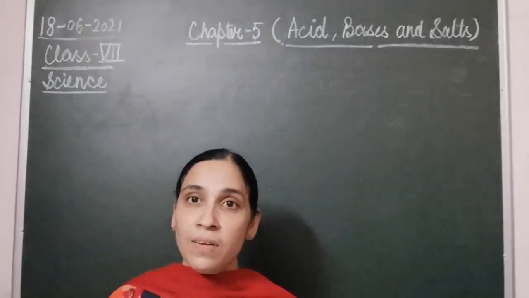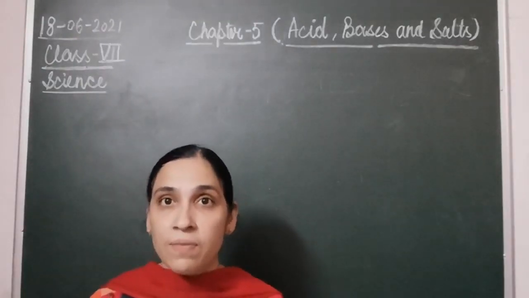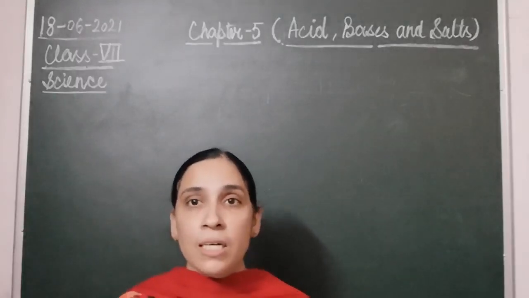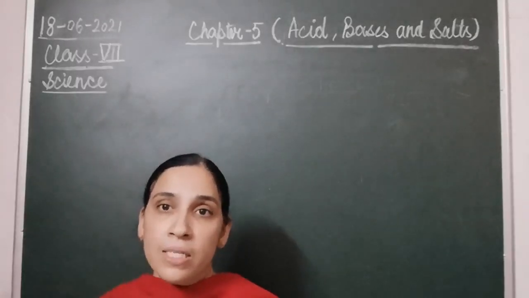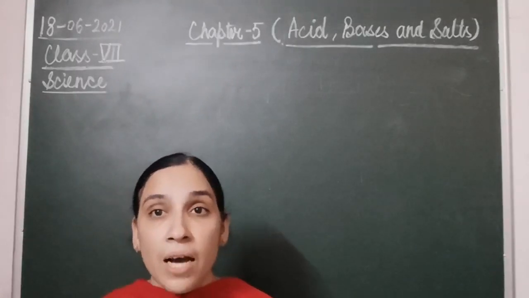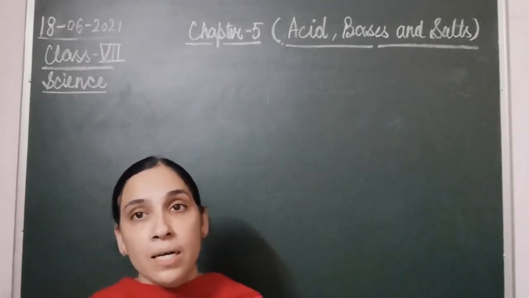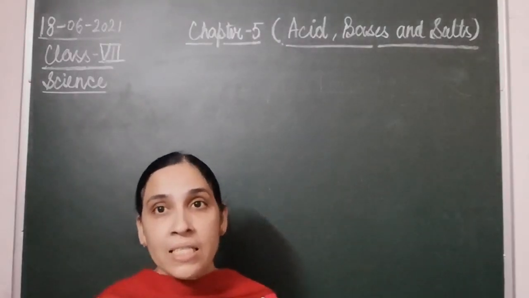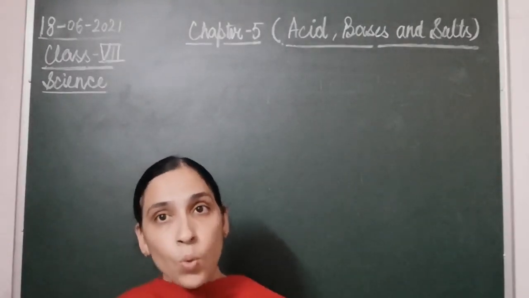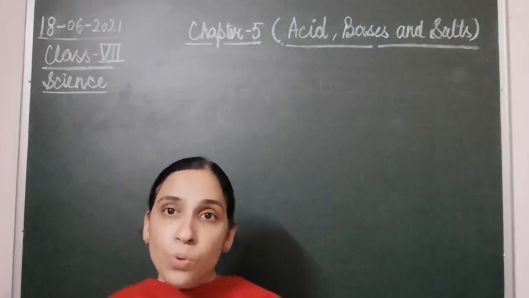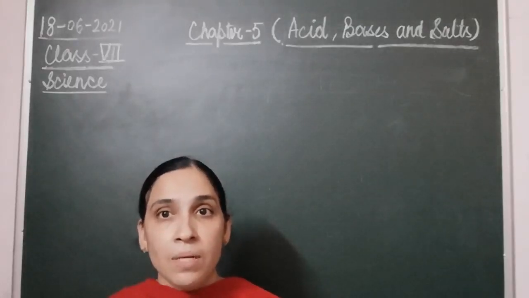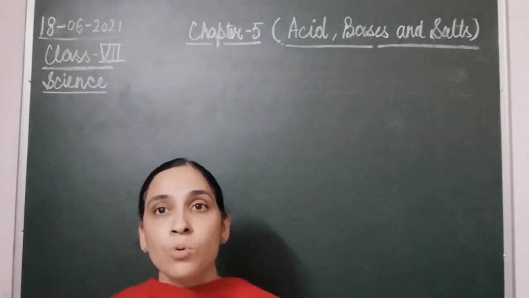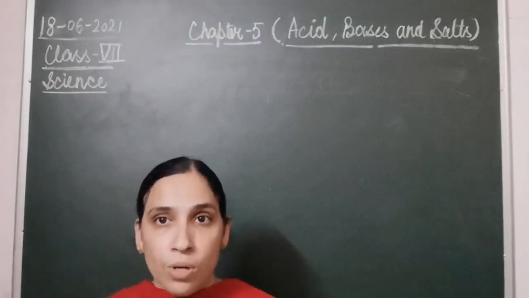Children, as you all are aware, we were doing chapter 5, that is acids, bases and salts. Till yesterday we have finished the acid part: the different properties, what the taste of acid is, and that you don't need to taste each acidic material. You have to use blue litmus paper to test whether it is acidic or not.